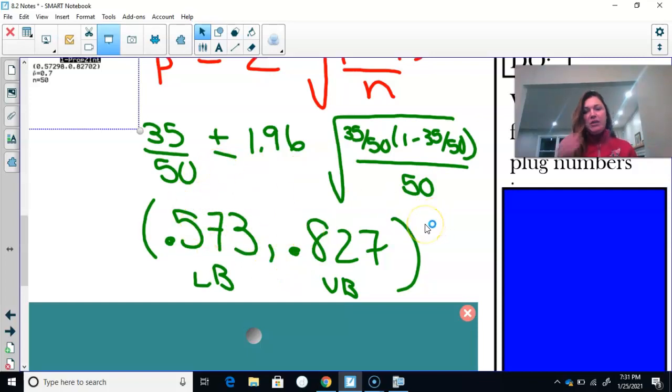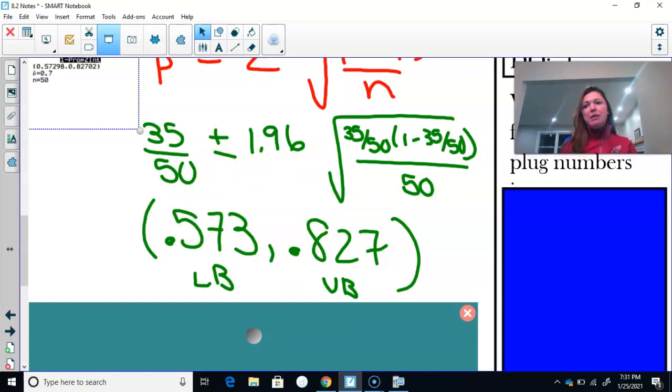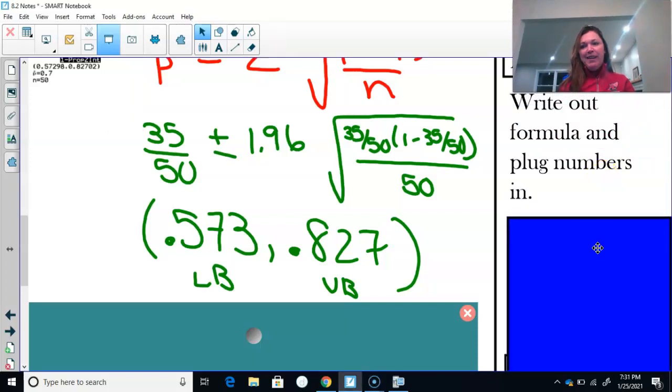0.573 to 0.827. I usually like 4 decimals. AP does accept 3. So what does this mean, guys? We want to know the true proportion of Philadelphia families who are enrolled in preschool. We're 95% confident that it's anywhere from 57.3% to 82.7% of Philadelphia families have enrolled their kids in preschool.